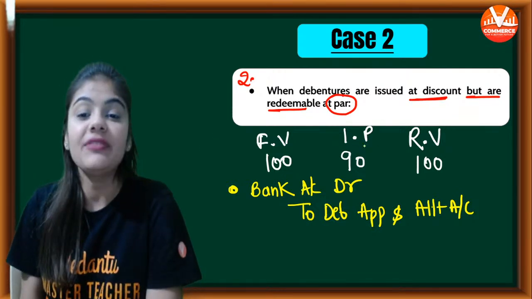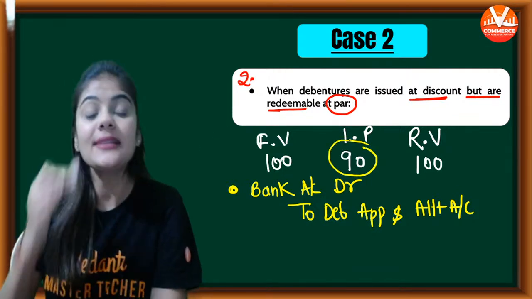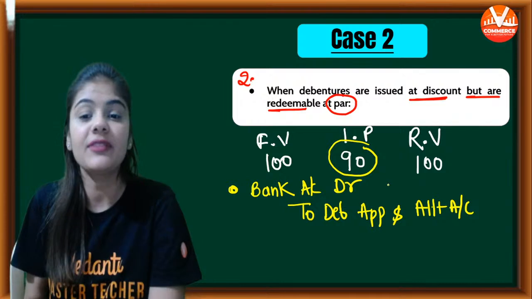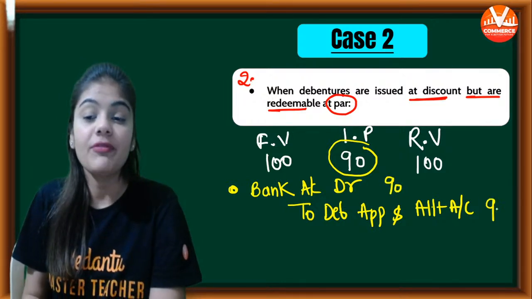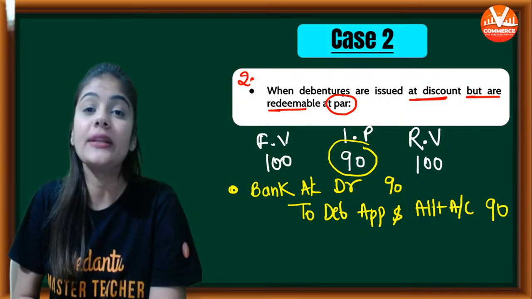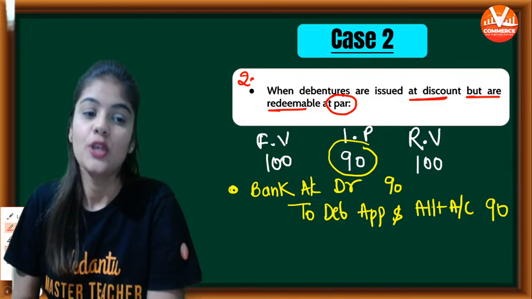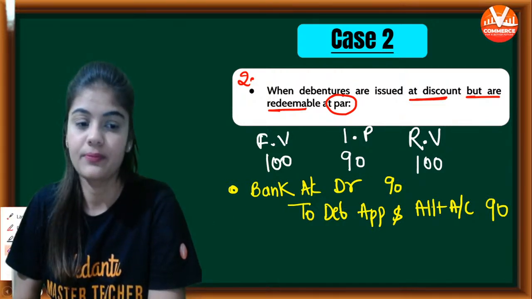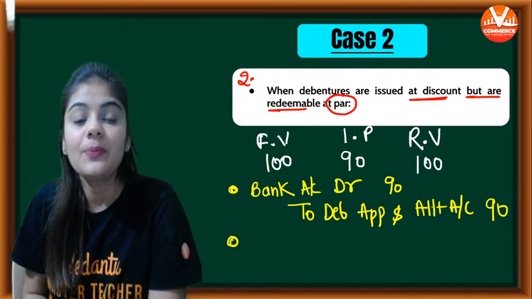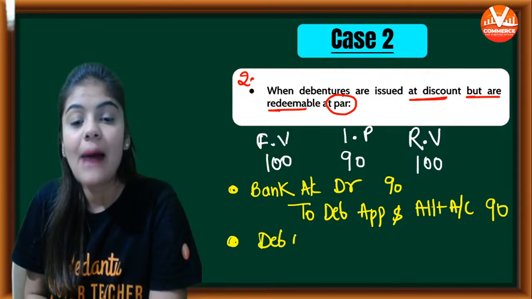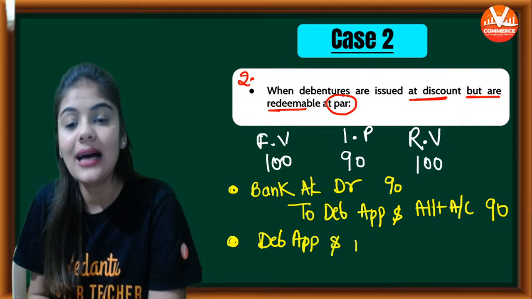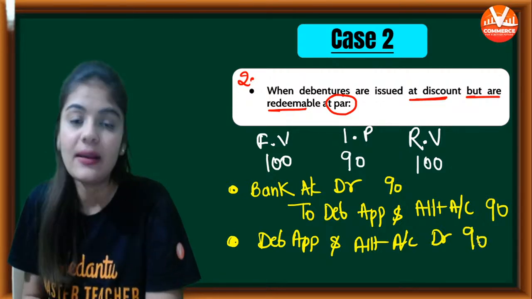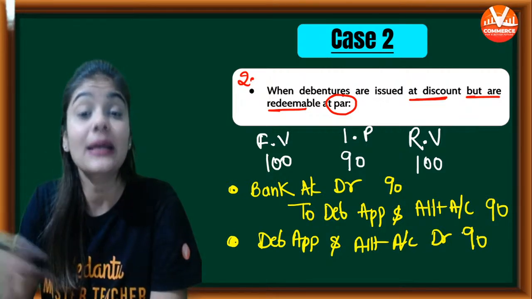We will receive issue price because the debentures are issued for 90 rupees. So, you will receive 90 rupees. In first entry, we will always record the issue price. So, bank account debit to debenture application and allotment, 90 rupees. The second entry will be debenture application and allotment account debit. How much? 90. Debenture application and allotment account debit.